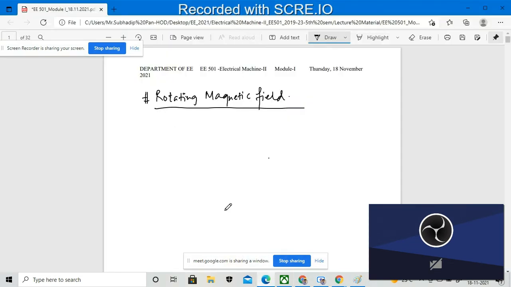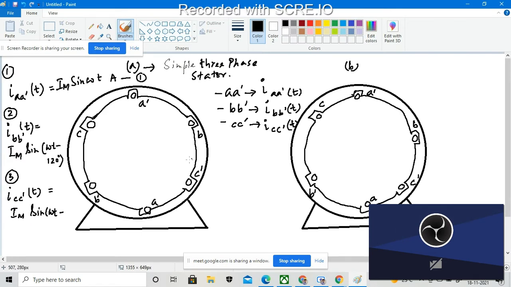240 degrees. Yes, 240 degree. Okay, sine omega t minus 240 degree. So these are the three equations. This will be the unit ampere. This is my equation 1. This equation is my equation 2, and this equation we will consider as equation 3.